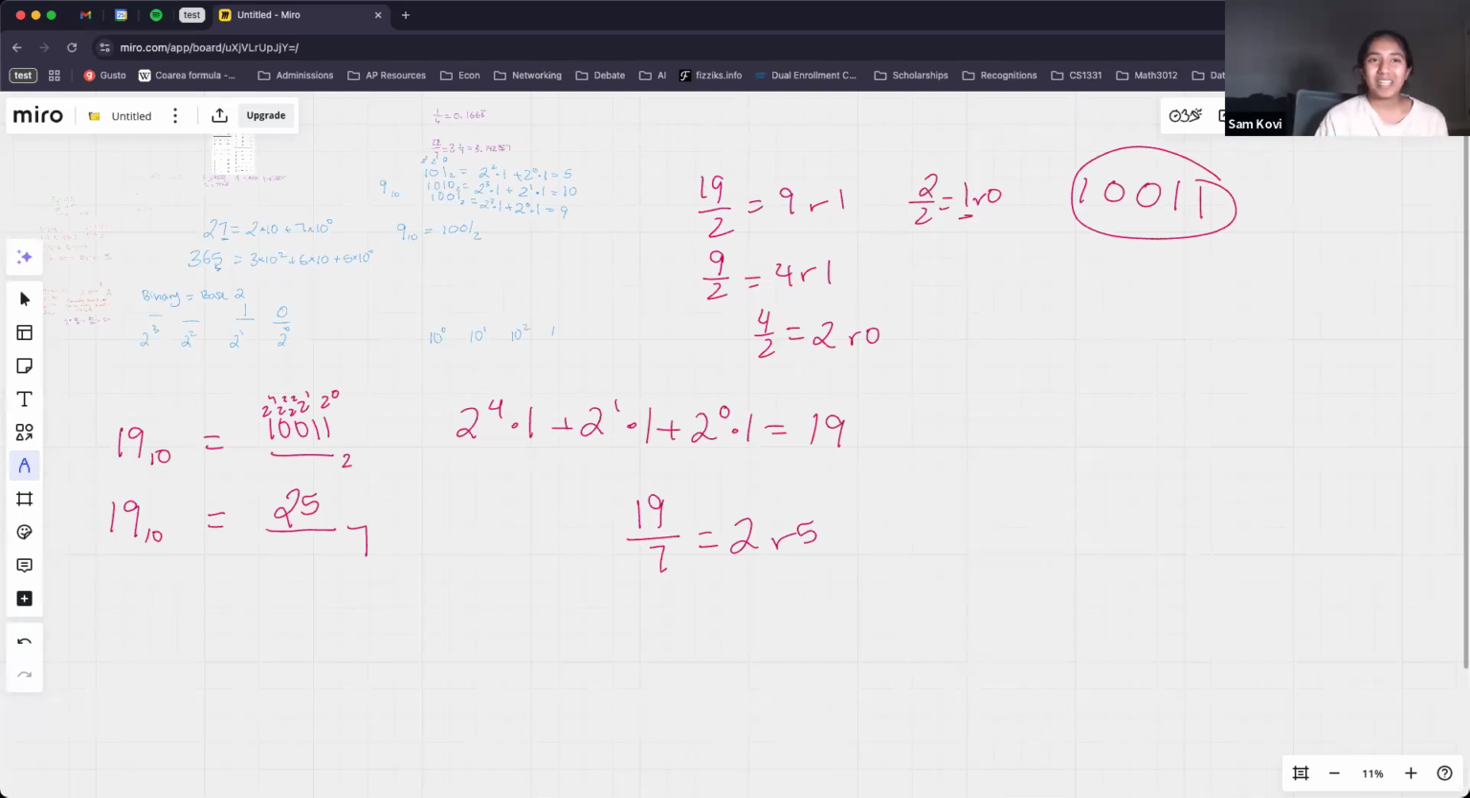We're used to working in base 10. That's why we only think in base 10. But if you ever go into computer science, you'll see people working in binary, base 2, or hexadecimal, which is base 16. Those are also very popular bases.